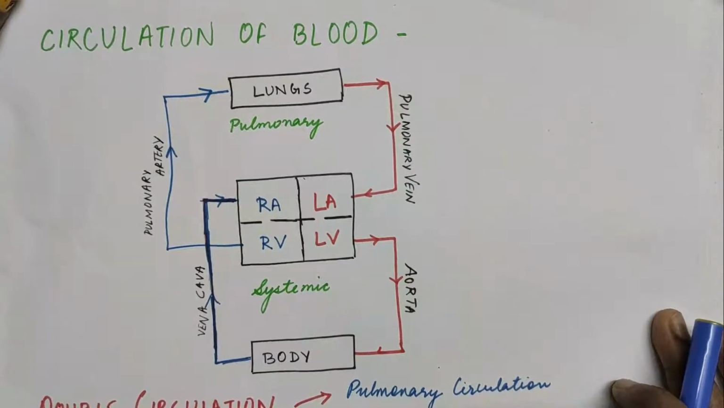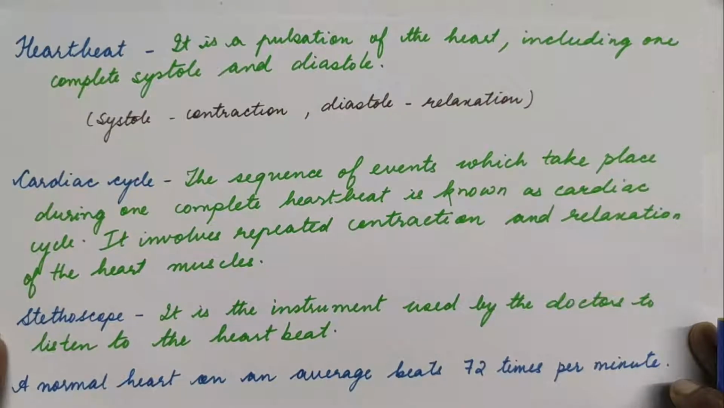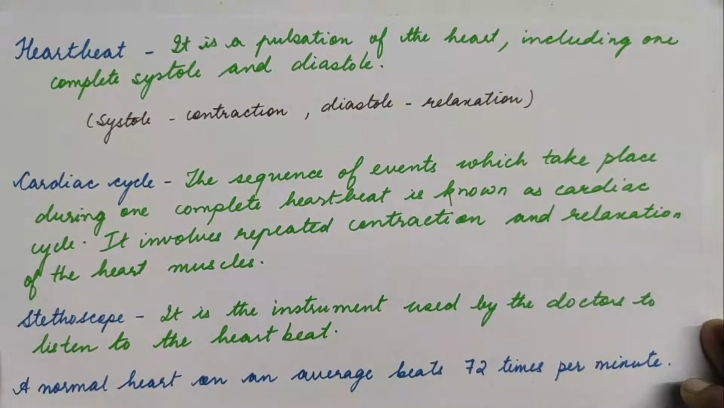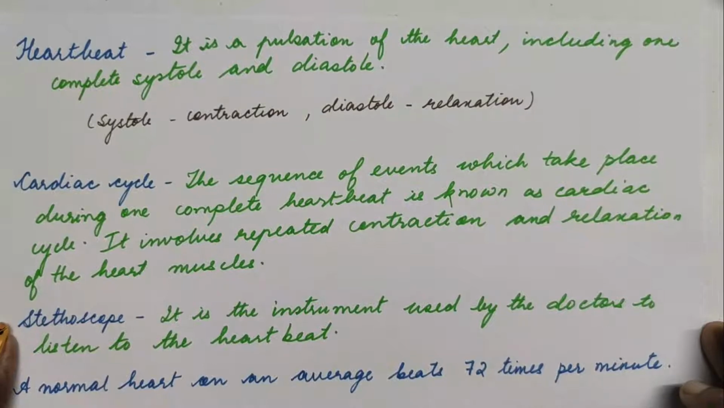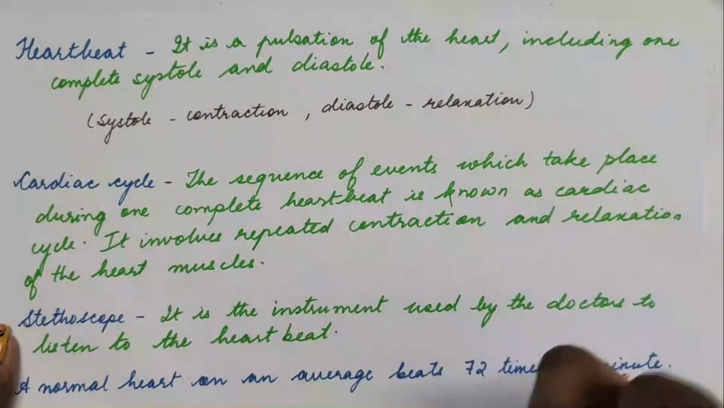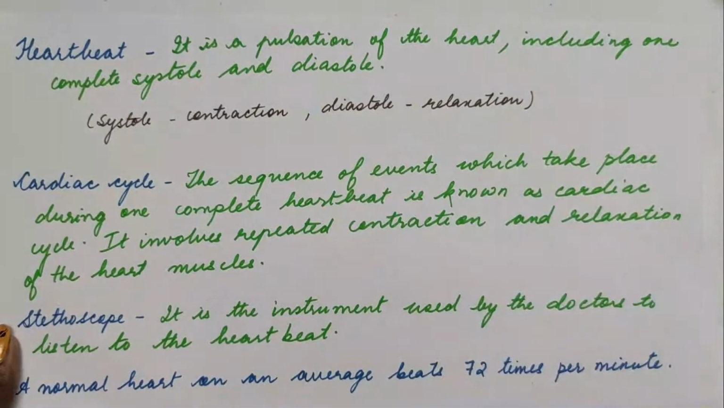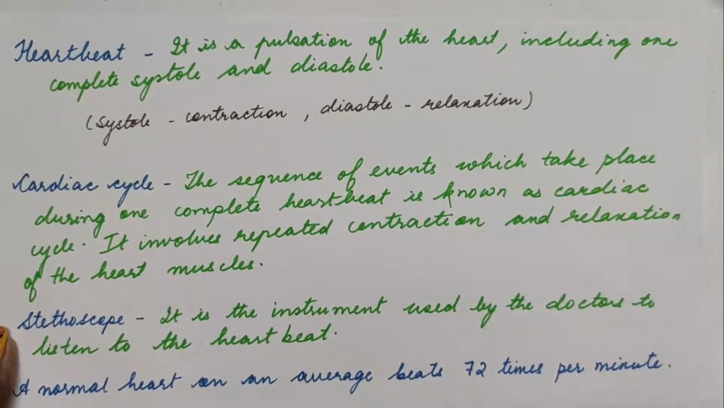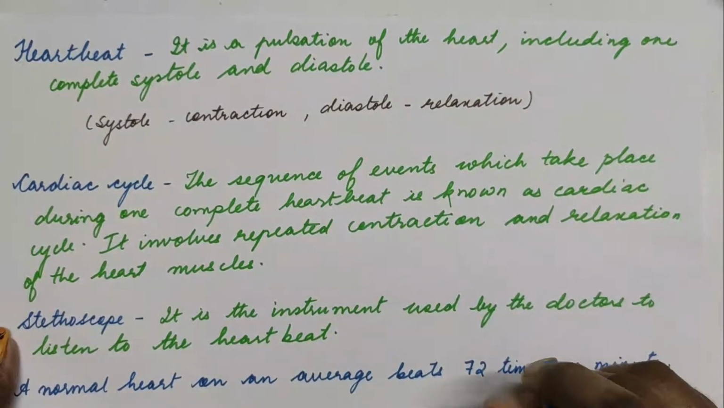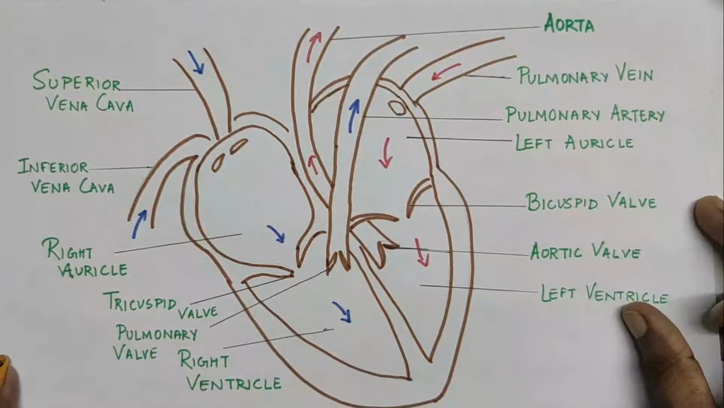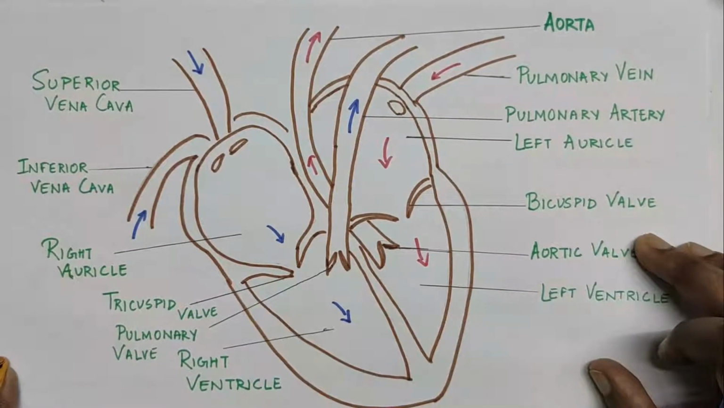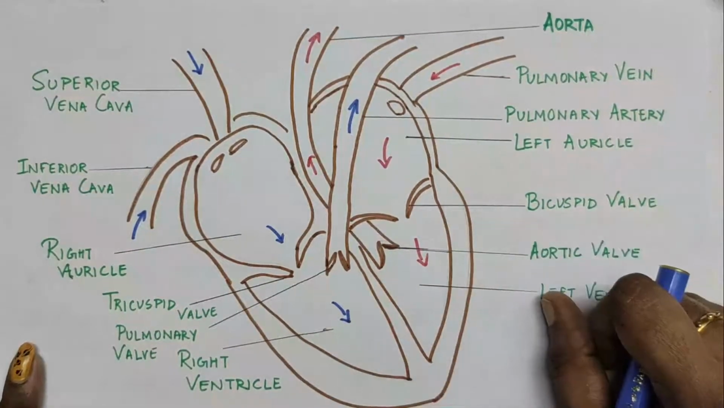Okay students, moving on to the next topic, that is heartbeat. Now heartbeat, you can say children, is a pulsation of the heart which includes a complete systole and diastole. What is a systole? A contraction. And what is a diastole? A relaxation. To explain this, I will use this diagram again so that you understand how the heartbeat is taking place.